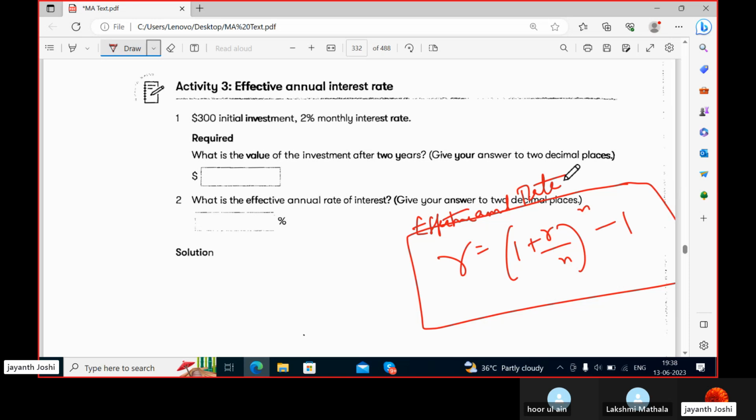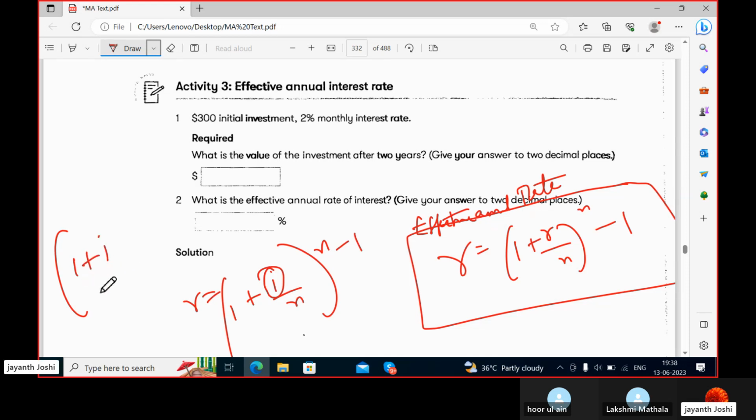See, different textbooks have different kinds of approach. Some textbooks will give r is equal to (1 plus i by n) whole power n minus 1. So they'll say i is the rate. So it doesn't matter. Some formulas are (1 plus i divided by n) whole power n minus 1. This formula also they are using for effective annual rate. Every formula will give you the same answer. Did you understand the concept of effective annual rate?